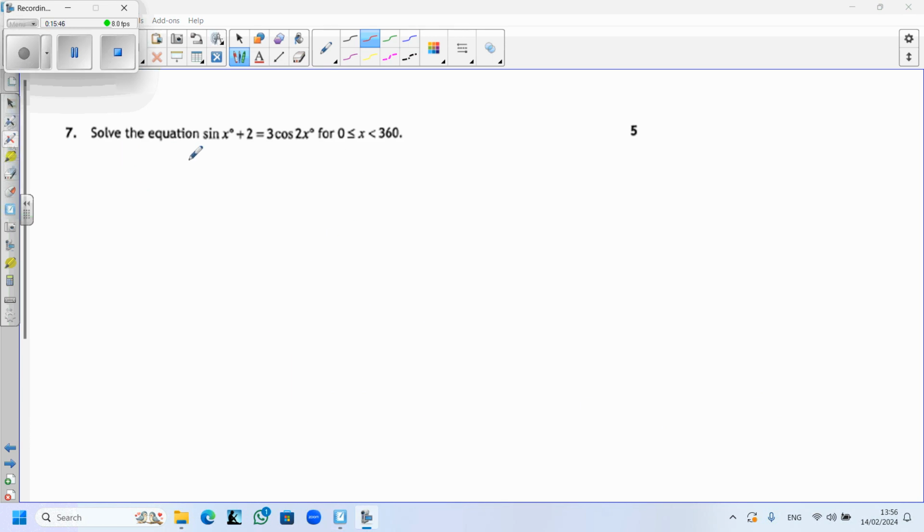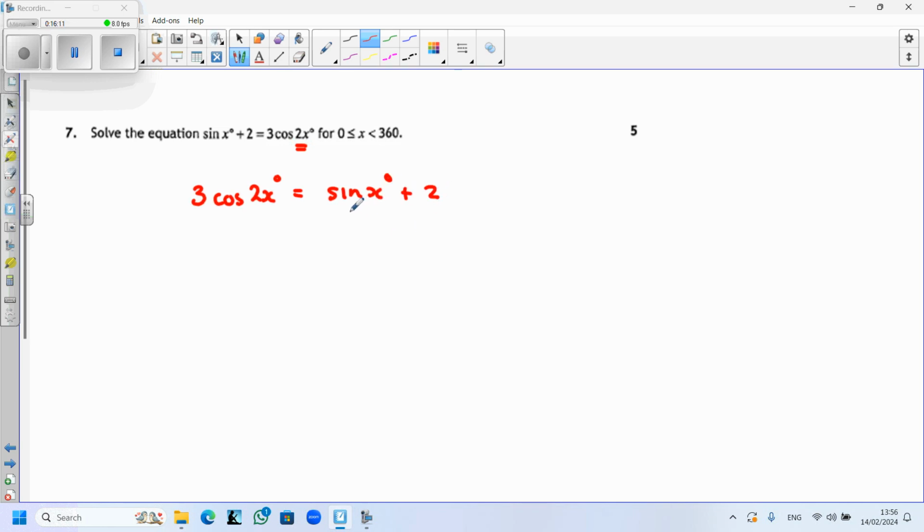We want to solve the equation sin x plus 2 is equal to 3 cos 2x. There's the important bit there. We've got a double angle formula. So when we're solving any of these things, we want to make them equal to 0. So I'm going to write this round the other way. So I've got 3 cos 2x, and it's in degrees. And that would be equal to sin x degrees plus 2.